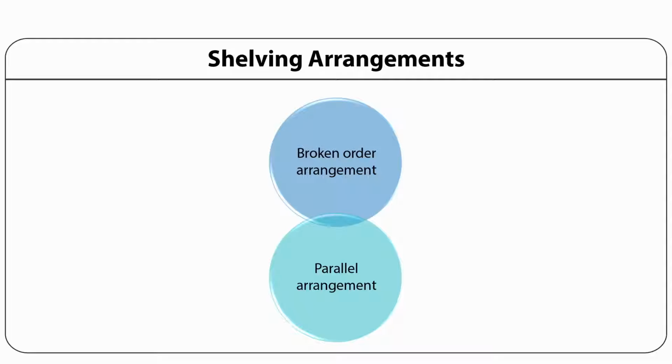This is done because of the convenience of the library users who go for fiction books by author's name. In parallel arrangement, a library has more than one sequence for non-fiction stock as well. For example, reference books which are not issued to the library members are shelved separately from the lending stock. Sometimes textbooks and oversized books are also shelved separately from the normal sized books.